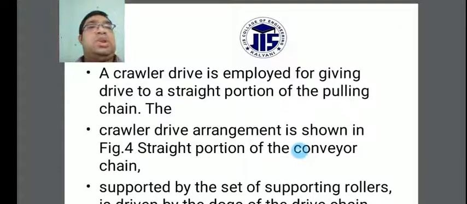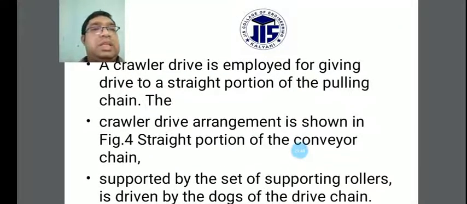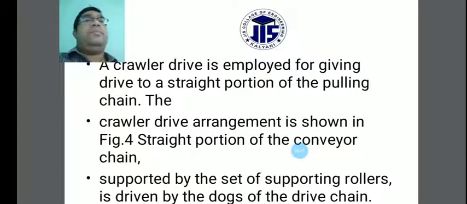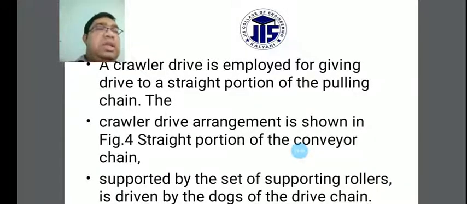The corollary drive arrangement is shown in this figure 4. The straight portion of the conveyor chain is here, and this is the pulling. There is no pushing here, because if it were pushed, the whole chain would go out of place. There is no tension found here, as the pulling force is applied on this chain.